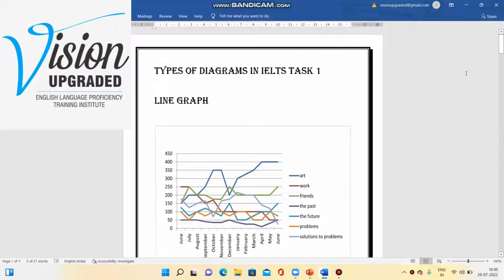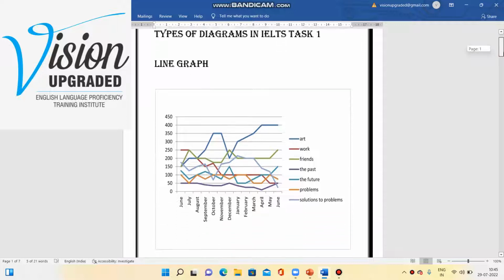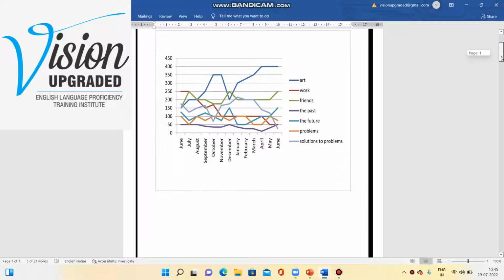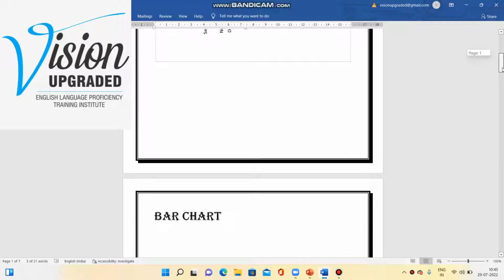Alright students, so in today's lesson we are going to discuss different diagrams which may appear in your IELTS task 1, right? So we can have a line graph. This kind of image may appear in your task 1 question paper.